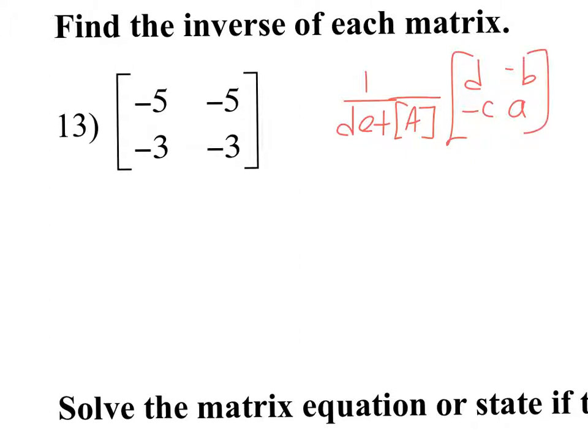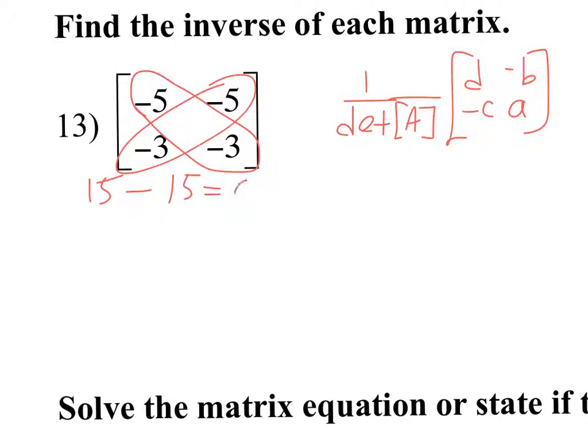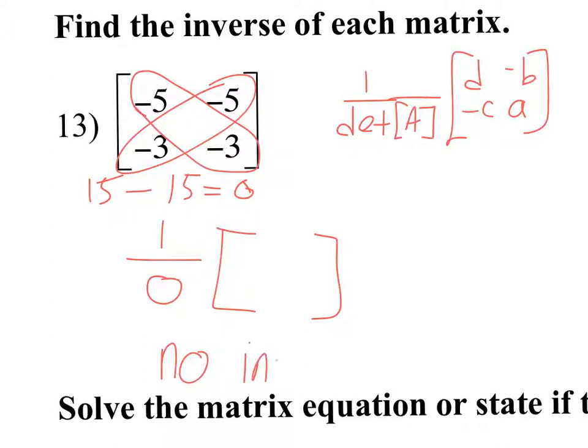So in looking at this, my determinant is going to be 15 minus 15, which is 0. This is going to be kind of interesting. So we get 1 over 0, and theoretically we should be multiplying by this. But because this would cause us to divide by 0, this one doesn't actually have an inverse. And that's because we're dividing by 0 here.